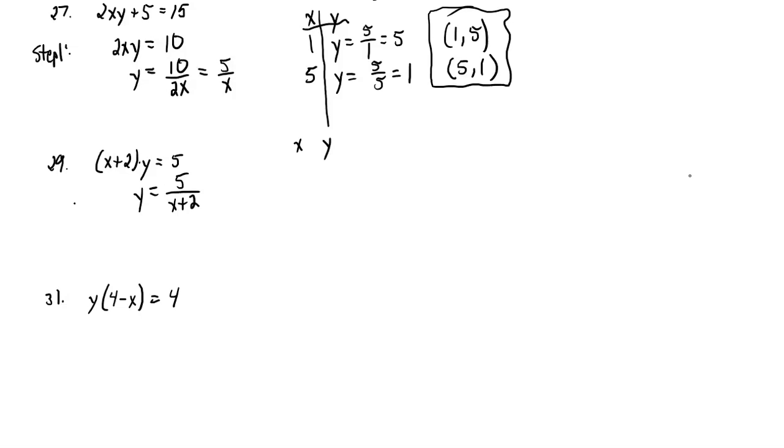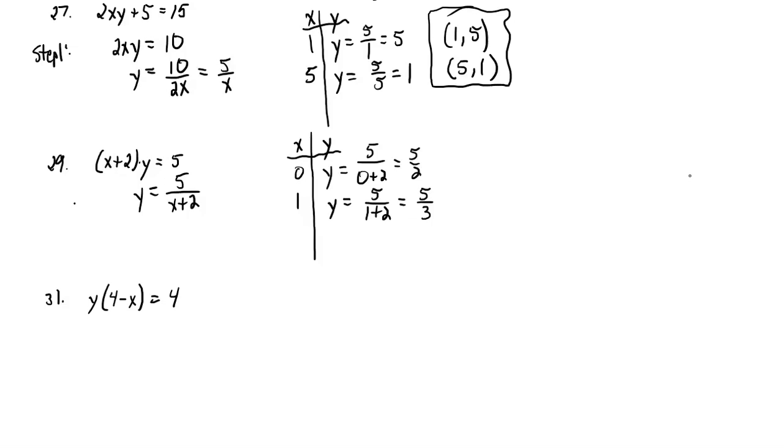Now comes our xy table. What happens if x is 0? What's going to happen when you figure out y? So y is equal to 5 over 0 plus 2, which is 5 over 2, which is not a whole number, right? 5 over 2 is 2.5, not a whole number. What about when x is 1? Is it going to work out to a whole number? Right, so we have y is equal to 5 over 1 plus 2, which is 5 over 3. Nope, not a whole number.